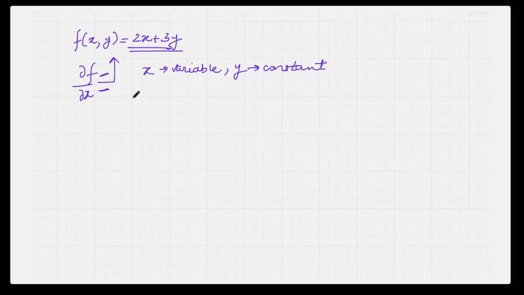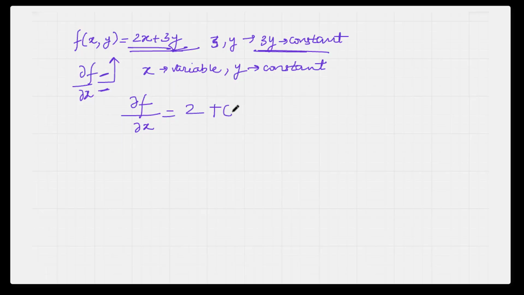So now when I take the derivative of f with respect to x, let's take the first term. As we saw in the derivatives lecture, the derivative of 2x is 2. Plus, here we are treating y as constant, so 3 is constant and y is constant. A constant times a constant is a constant only, correct? And we know that the derivative of a constant is always 0. So then we got our derivative of f with respect to x.